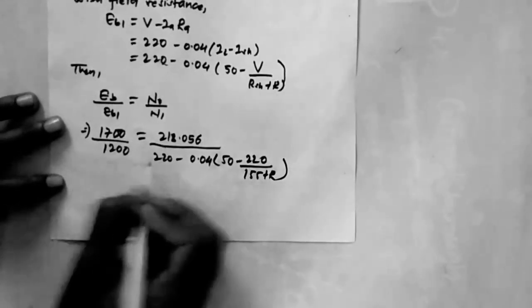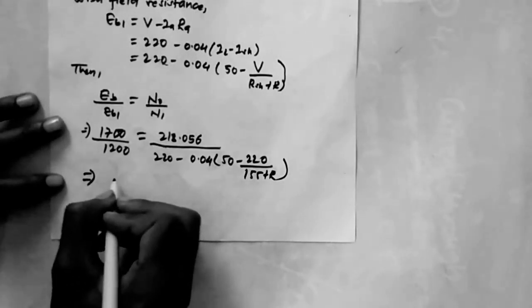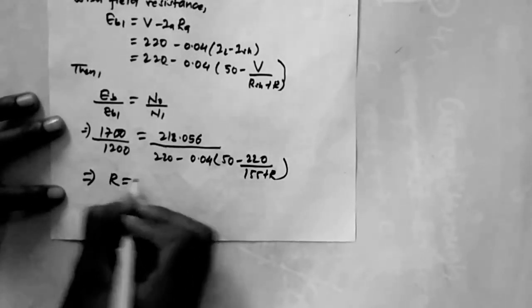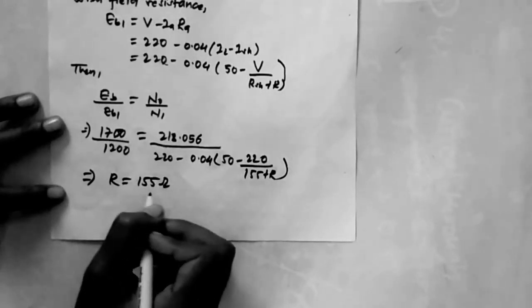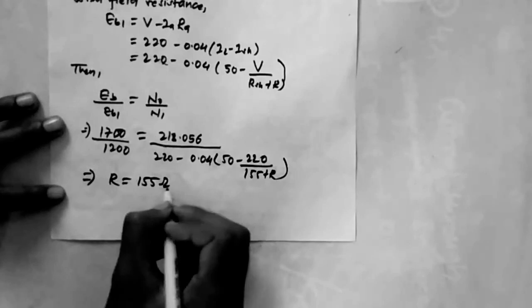So here we have to calculate R. On simplification, if you solve, we will get R equals 155 ohms. Hence the resistance needed in series is 155 ohms.